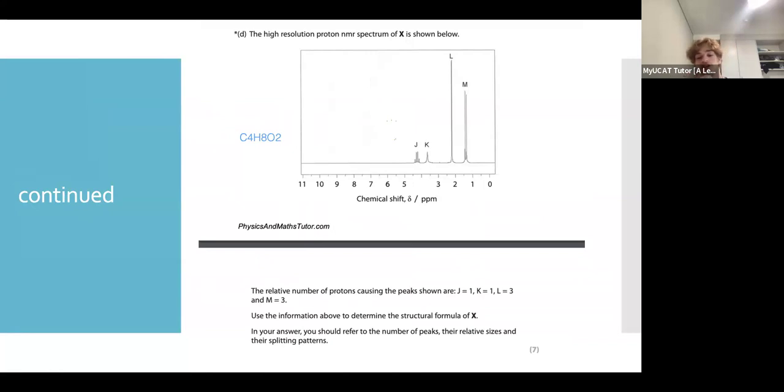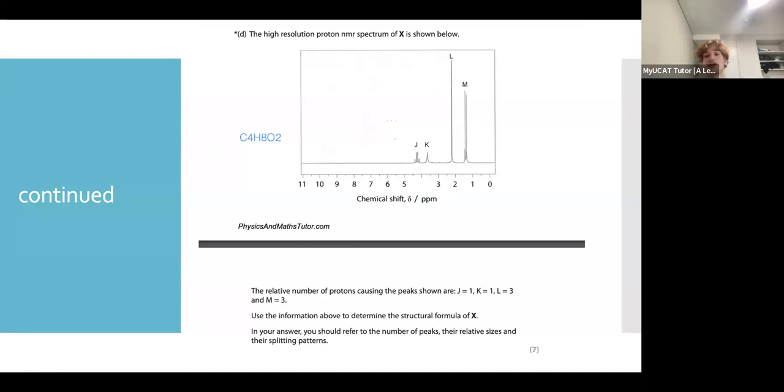You could then talk about the relative areas, which they tell you over here. So 1, 1, 3, 3. And you have eight. Bear in mind, this compound we worked out has eight hydrogens in it. 1 plus 1 plus 3 plus 3 is eight, meaning that this is literally telling you how many protons exist in each environment. There's one proton here, one here, and three here. Okay, and so you can literally write that down.